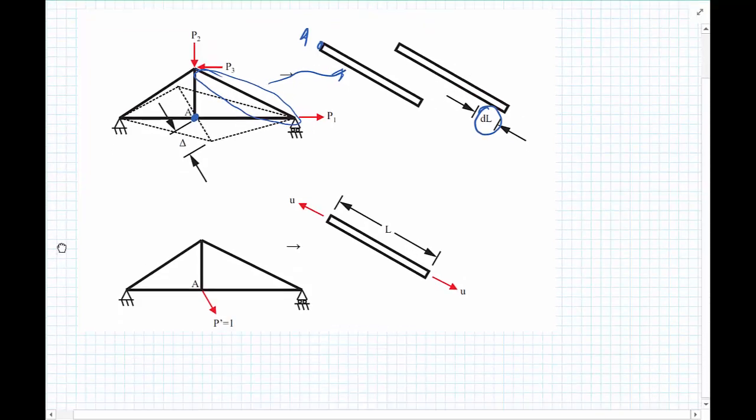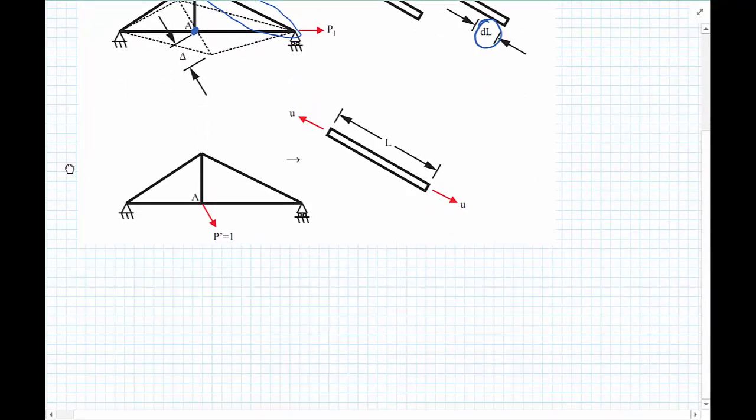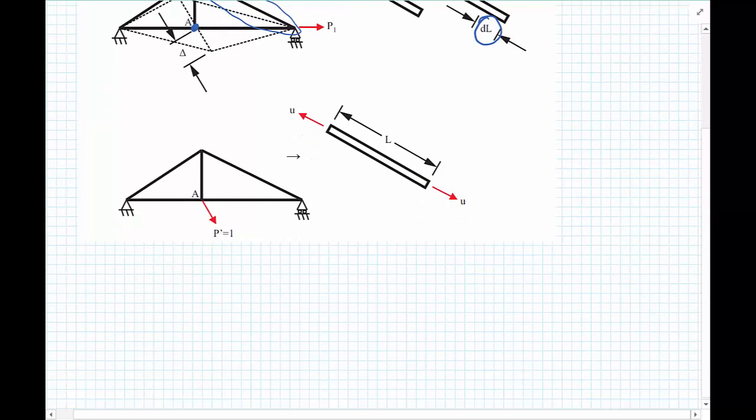In the lower picture in the diagram, we have the same truss structure with exactly the same geometry and exactly the same boundary conditions, so pin supported on the left-hand side, roller supported on the right-hand side, but now it's subject to a virtual load P dash. As this virtual load is completely arbitrary, we're choosing that this load P dash will have a unit magnitude. As a result of this unit magnitude, the same bar that we examined before, of length L, will have an internal load U acting upon it. This internal force we will use for calculating the internal work, and likewise we will examine the external work.